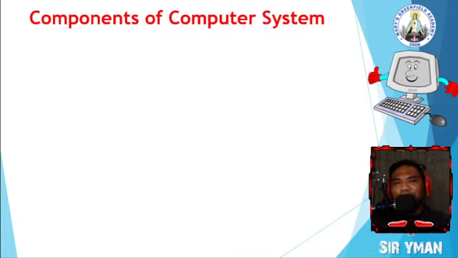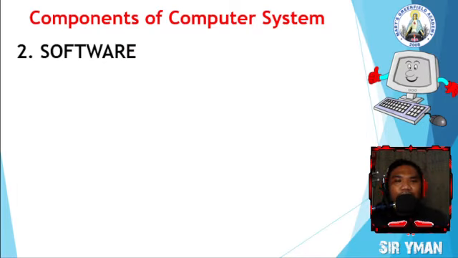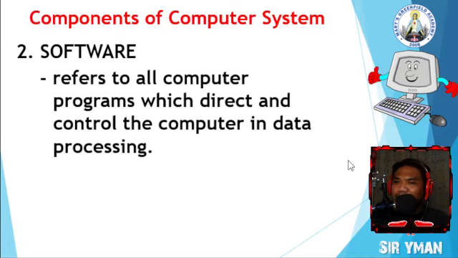So punta nga tayo sa second component of computer, which is tinatawag na software. Okay, software. So kanina, di ba, hardware. Hardware, yung mga tangible components of computer. So makikita at nahahawakan natin. This time, software. Software, this refers to all computer programs. Pag sinabing programs, software siya.